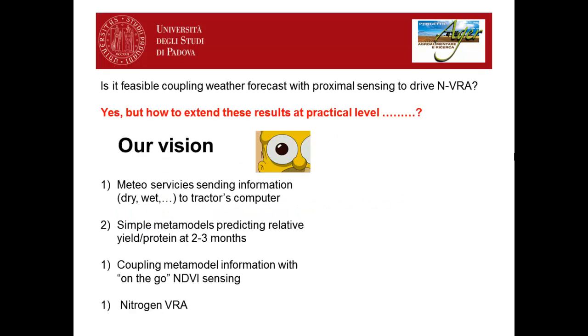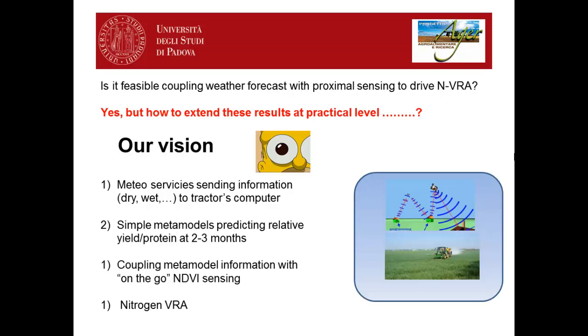The first question: is it feasible to couple weather forecast with proximal sensing to drive nitrogen variable rate application? I would say yes, but I would reply with another question. These are experiments. How can we extend this result at a practical level? How can we extend this result if, for example, my daughter doesn't trust a 3-day weather forecast to go to the beach? So how can we trust a 2 or 3 month weather forecast? So what is our vision? How can we translate these results at a practical level?